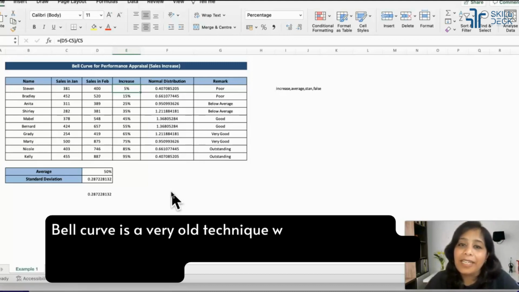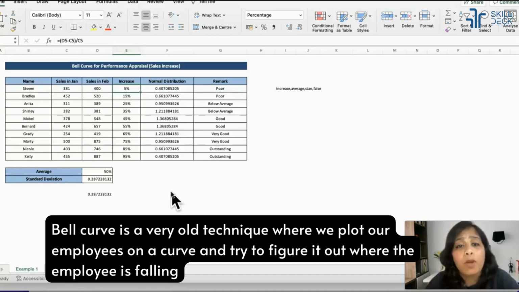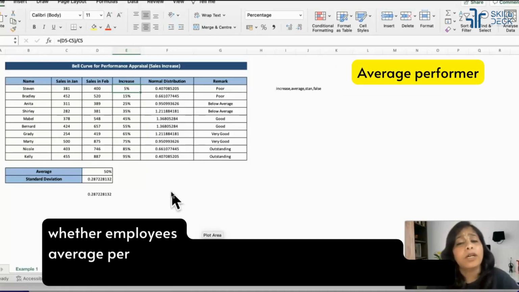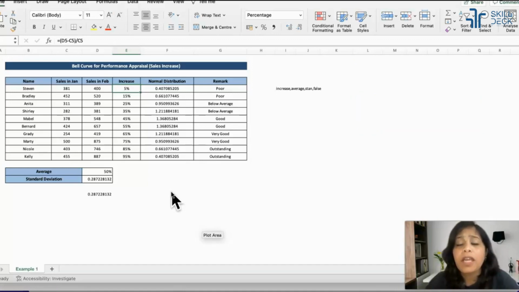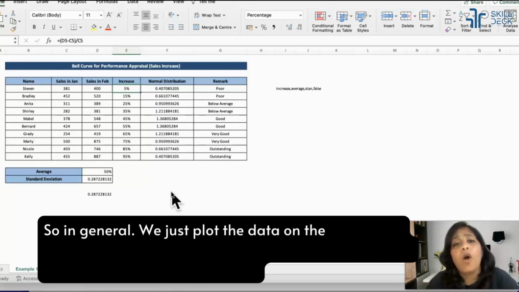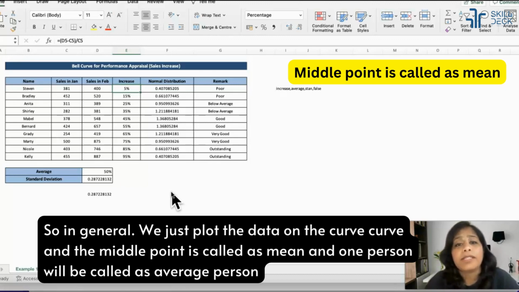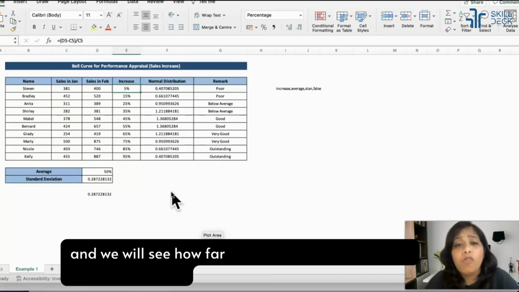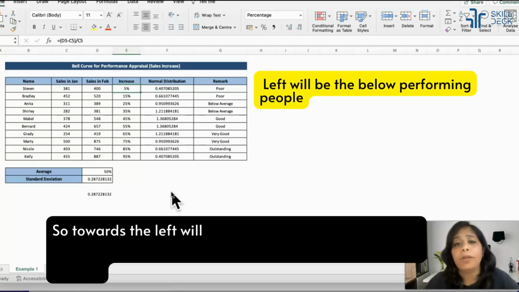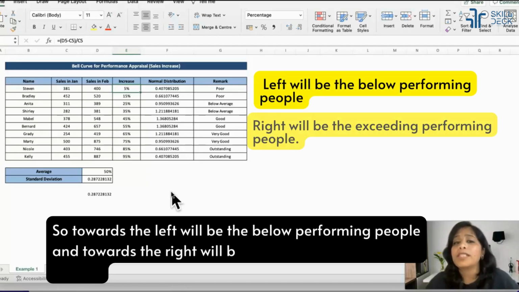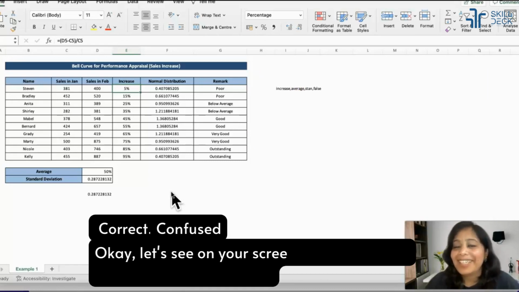The bell curve is a very old technique where we plot our employees on a curve and try to figure out where each employee is falling, whether an average performer, good performer, poor performer, or exceeding expectations. That all we check with the bell curve. In general, we plot the data on the curve, and the middle point is called the mean, and the mean person will be called the average person, and we will see how far the other employees are from the average. Towards the left will be the below performing people, and towards the right will be the exceeding performing people. Correct? Confused? Okay, let's see.